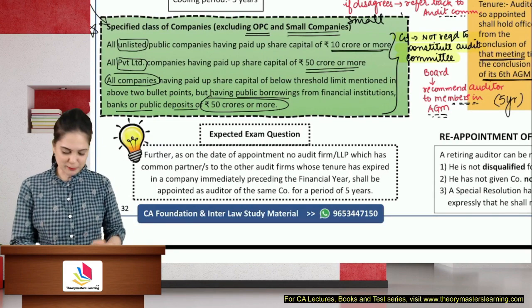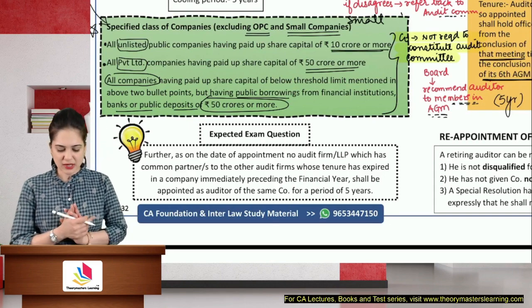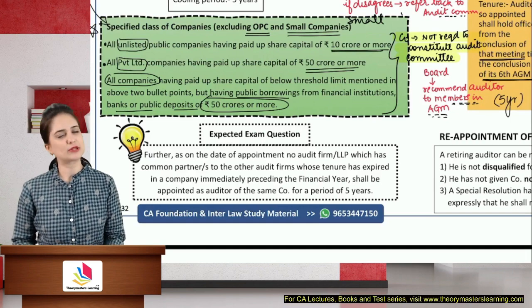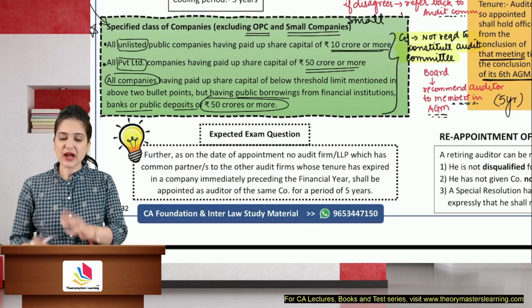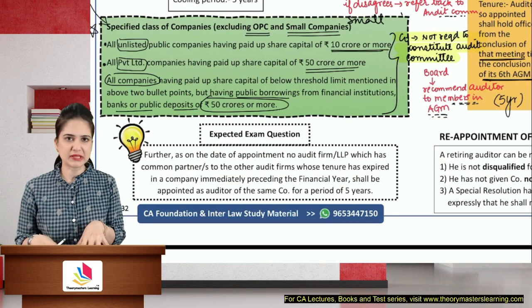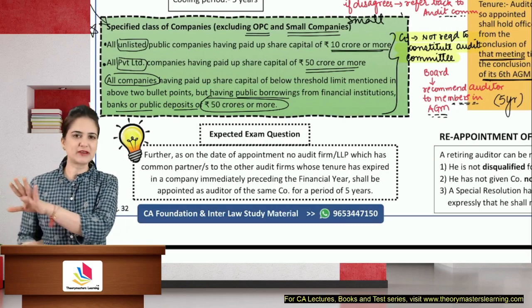I was just checking whether bullet points are mentioned or not, because I have written bullet points in the third point. So if you have public borrowings from banks, financial institutions, of 50 crores or more, then yes, rotation applies. If I'm not a listed company, if I am not a specified class of companies, then I can appoint auditor for 5 years, again 5 years, again 5 years, again 5 years.